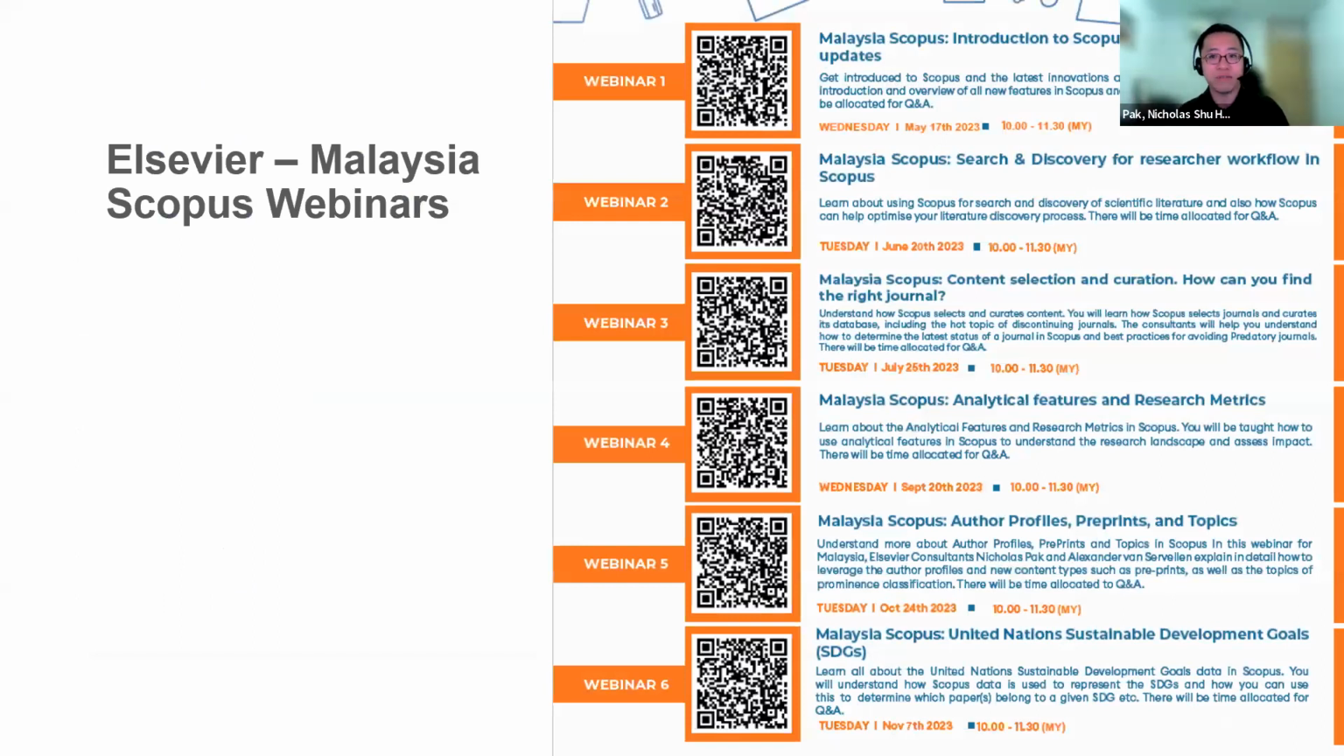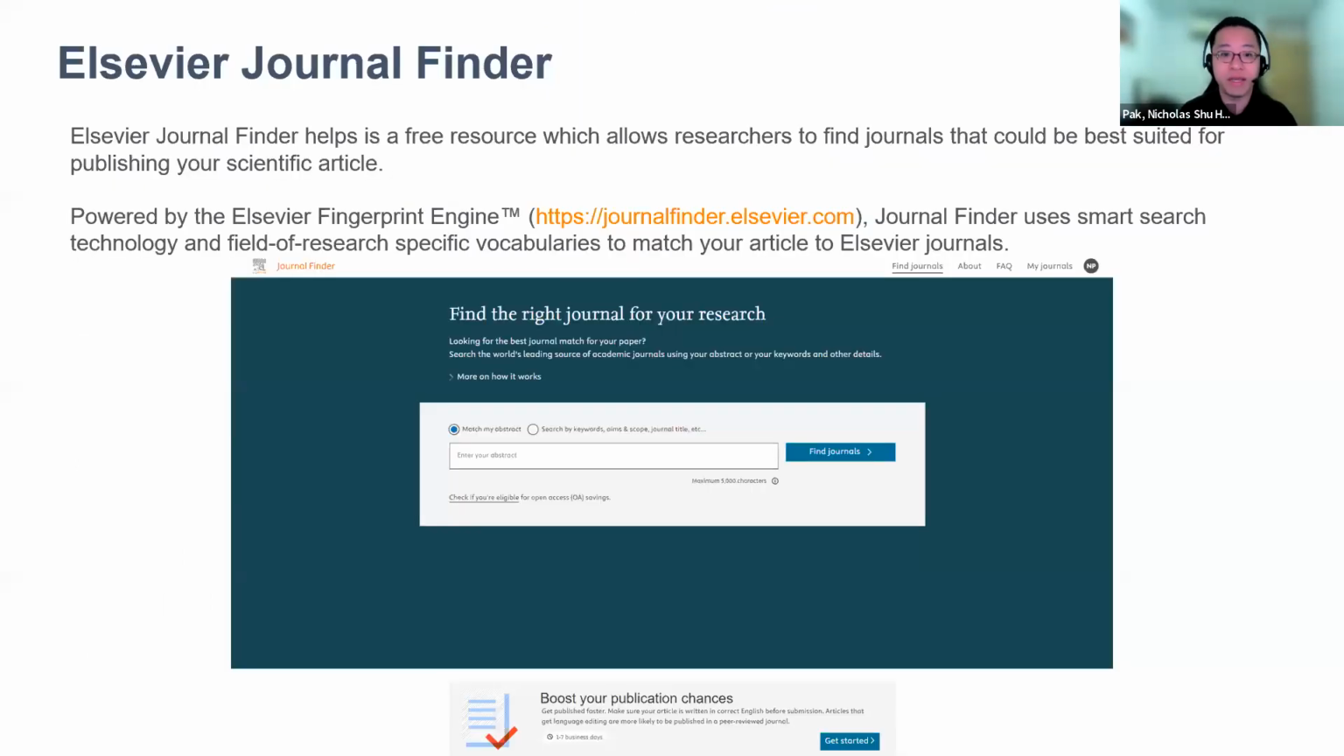To round things off for today's session, I always talk about the Elsevier Journal Finder. Sometimes some of you may be interested to find out what journals are a good port of call. So what you can do is go to journalfinder.elsevier.com. We use what we call an Elsevier fingerprint engine. So all you have to do is put in your abstract and your keywords to find the journals, and then we'll give you a list of Elsevier journals that you may be interested to publish in.